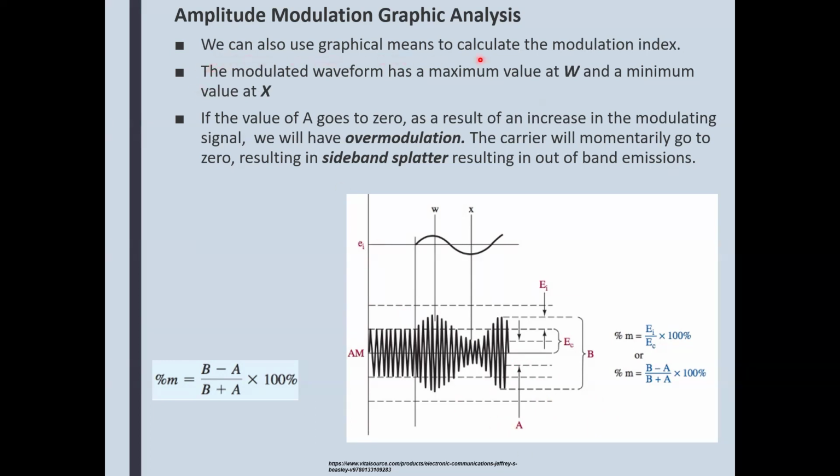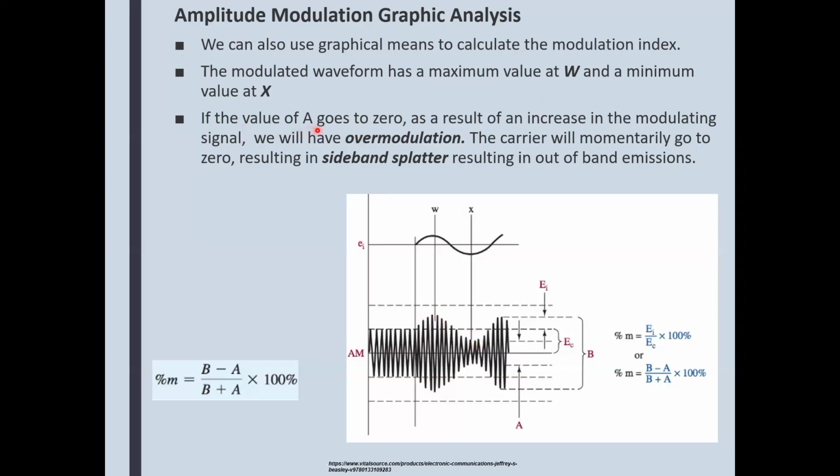So the modulated waveform has the maximum value at this point and the minimum value at this point. Here's the W and here's the W point right here. The modulated waveform has a maximum value at this point, obviously, and it's going to have the minimum value at this point. The maximum value and the minimum value. Okay, got it.